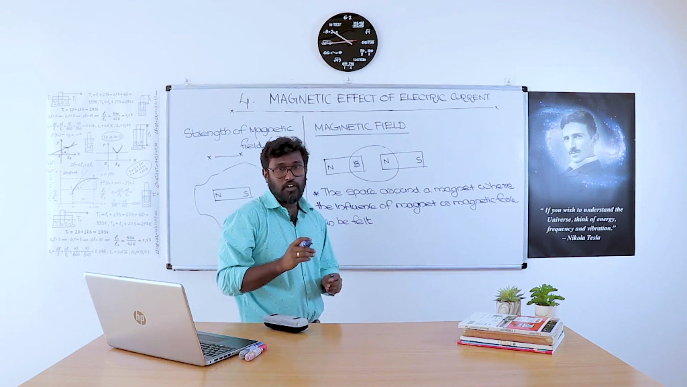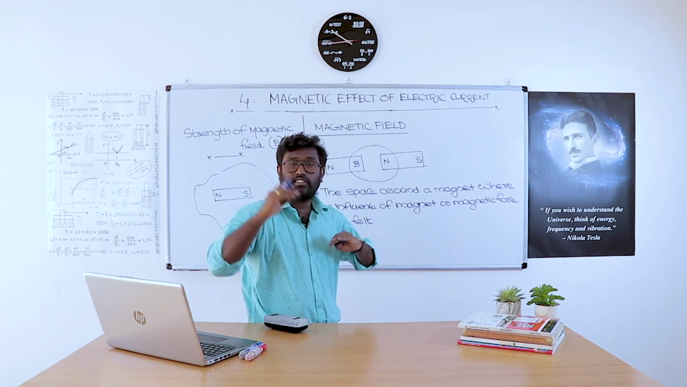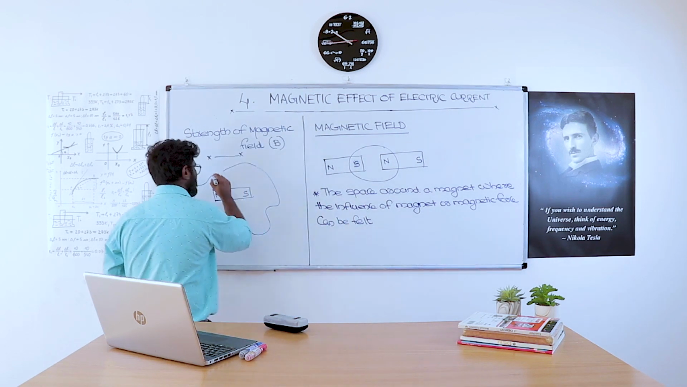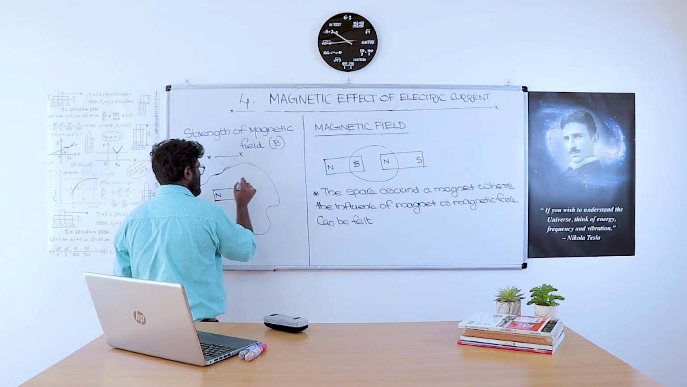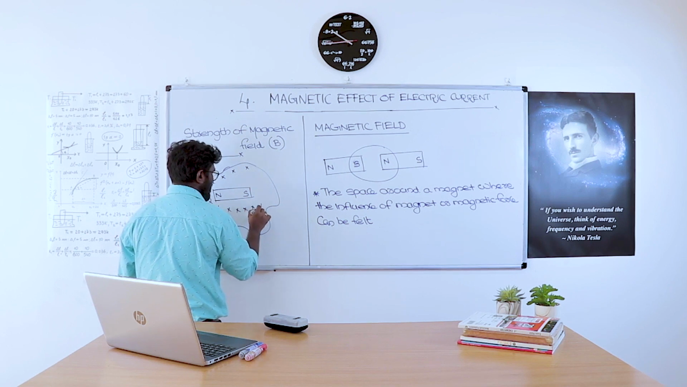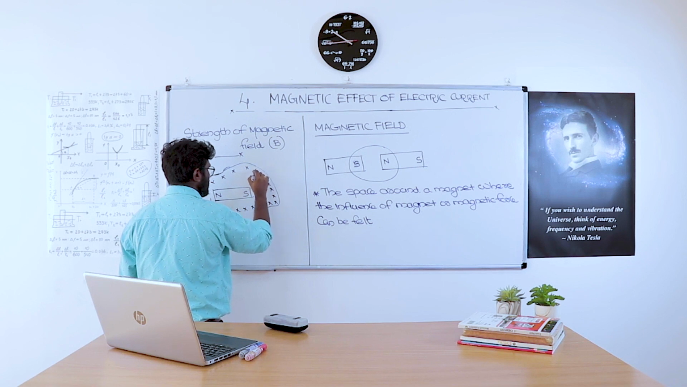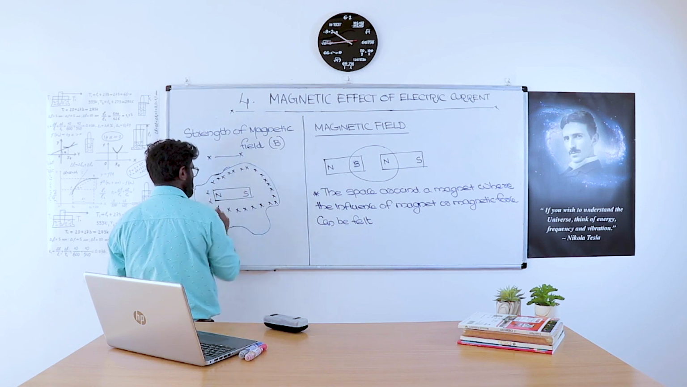Theoretically, as we all know, the magnetic field extends up to infinity, but practically it is not possible. So here is the magnetic field created by the magnet, and at each and every point I mark, there is a presence of the magnetic field, or otherwise we can say there is a presence of the magnetic force produced by the magnet.